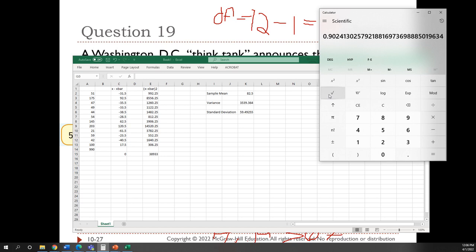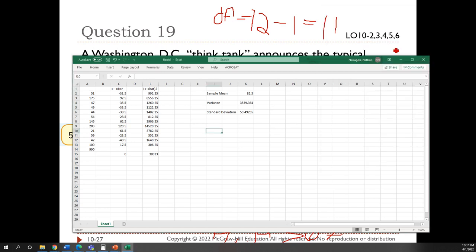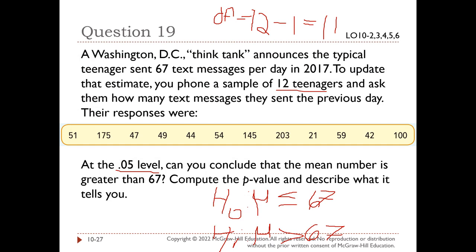Okay, so is this greater than the t-value? Remember, the t-value was 1.796. It is not. Okay, so we cannot reject the null. The null seems like it is correct. So through all this, we cannot reject the null because it is less than our t-value. Right now, the alternative is wrong. It is not greater than 67.